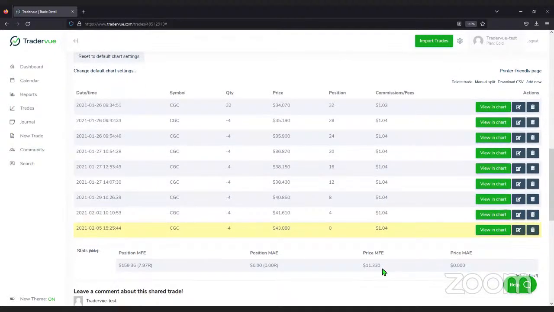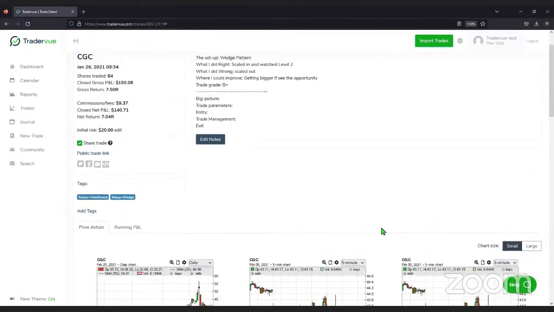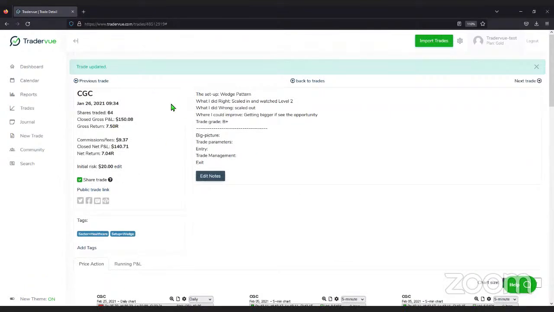But basically, in a nutshell, it tells you, either in terms of position or price, how much it's going in your favor, what was the max that it went in your favor, and what was the max that it went against you. So with that being said, this is basically viewing a specific trade deeper. But let's go to another section.